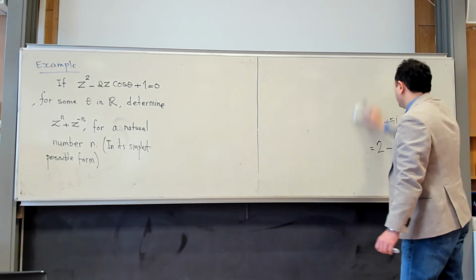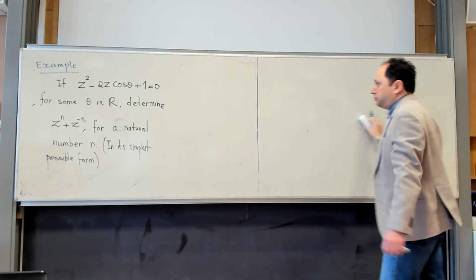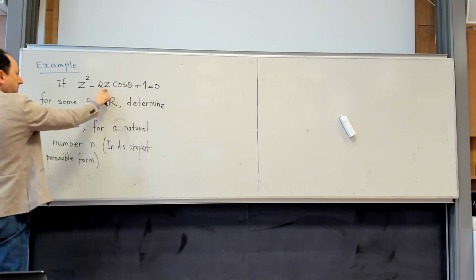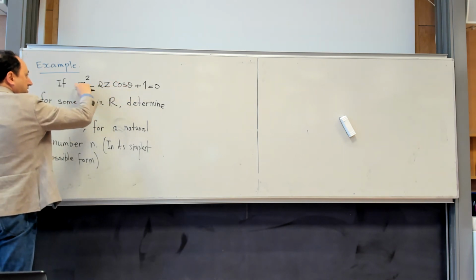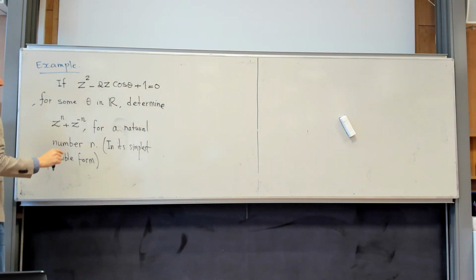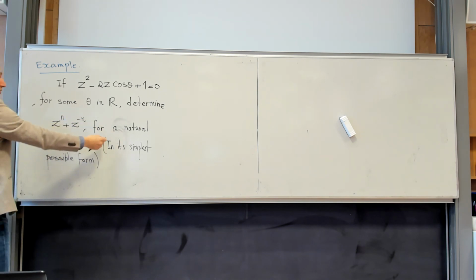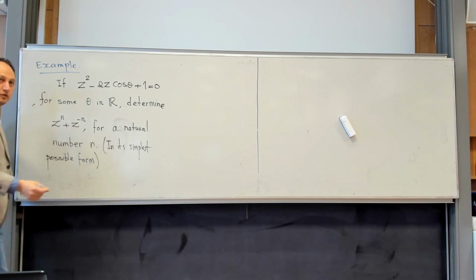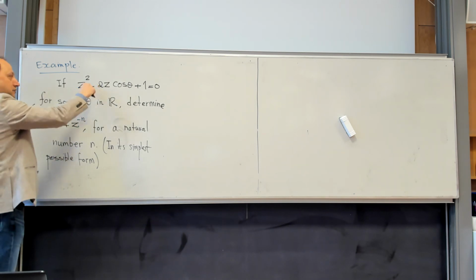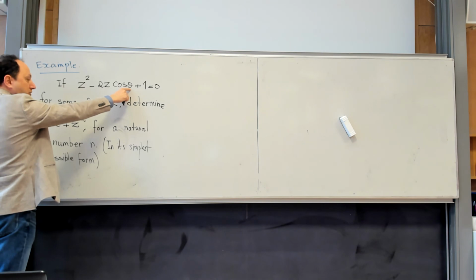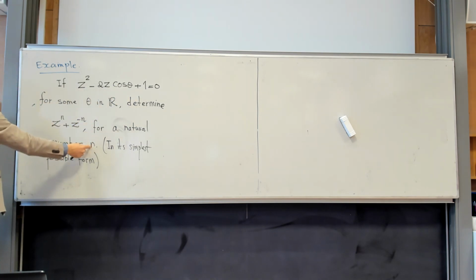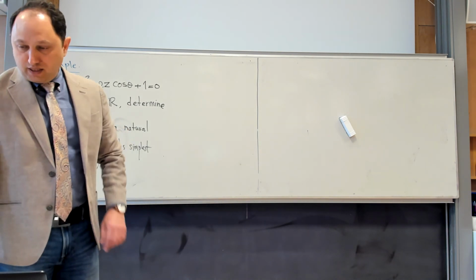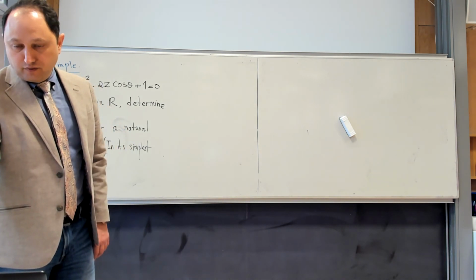So don't get confused, this cosine theta, theta is just an arbitrary number. We know that z for that particular theta satisfies this equation, and then I give you a particular natural number n, and I ask you to calculate this in its simplest possible form. So z satisfies this equation for that given theta, and I give you n, and I ask you to calculate this combination. I will give you 5 minutes, and then I will start solving it.